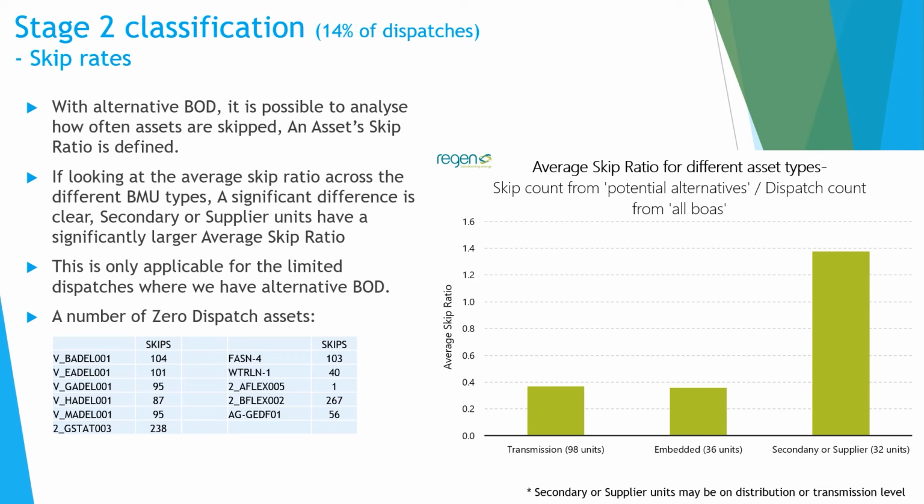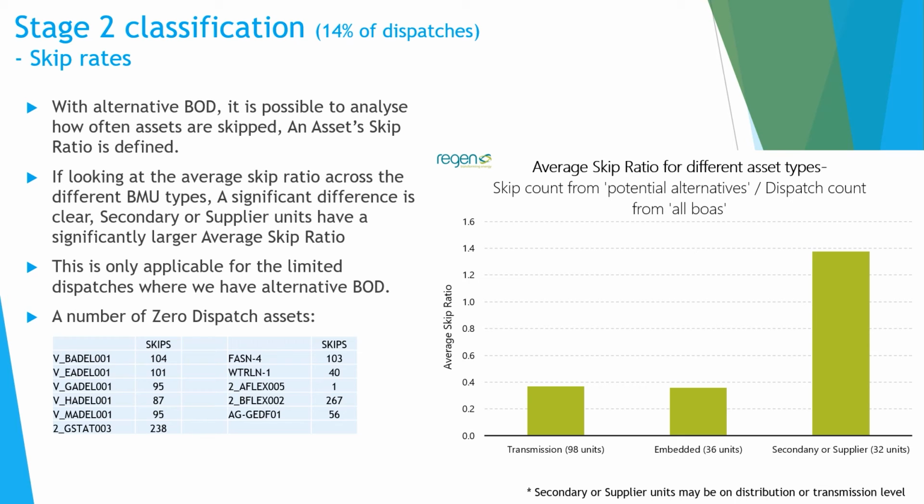So again, with this 14% of dispatches where we have alternative bid offer data, you can start to look at how often an asset is skipped relative to how often it's being dispatched. And I've defined the skip ratio for each asset. And having looked at this, it's clear that there's a significant difference between those assets on the transmission and embedded. So transmission or embedded level assets, which have lower skip ratios, and secondary or supplier units, which have far higher skip ratios.